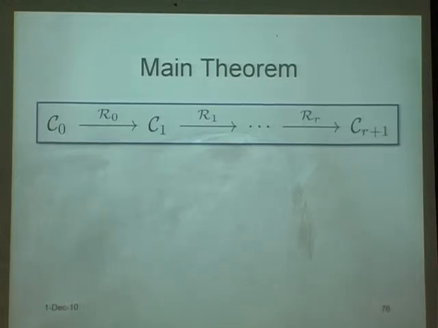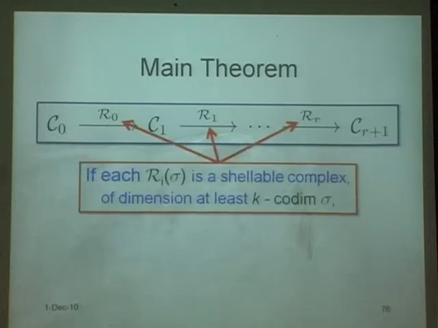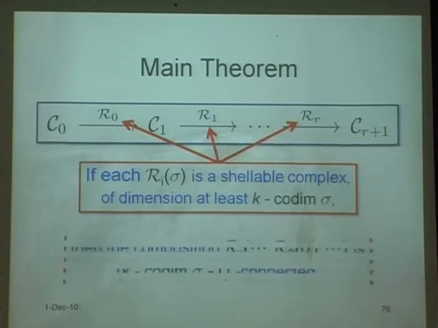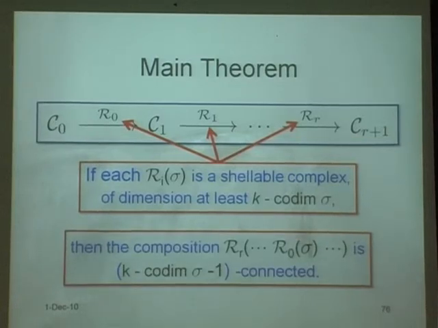And so now we're going to get to the actual stuff, which is actually simpler than that. So here we are back at our complexes that represent the state of the world after each number of rounds. We have round operators. And so the main theorem says that if for each R sub i, the image of a single simplex is a shellable complex which sends each facet to something of dimension at least k, and if you're looking at faces, then we basically subtract the difference in the dimension, then the composition of all these things is k minus codimension minus 1 connected.